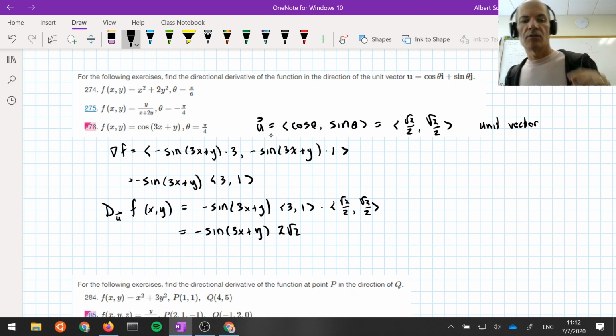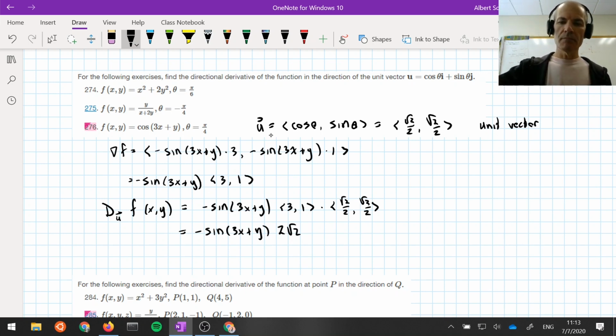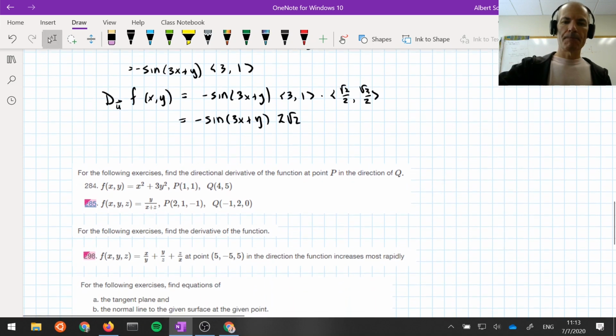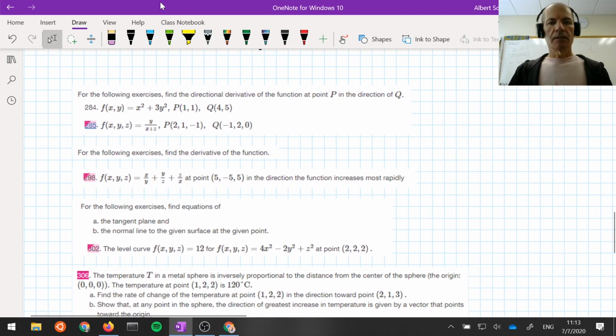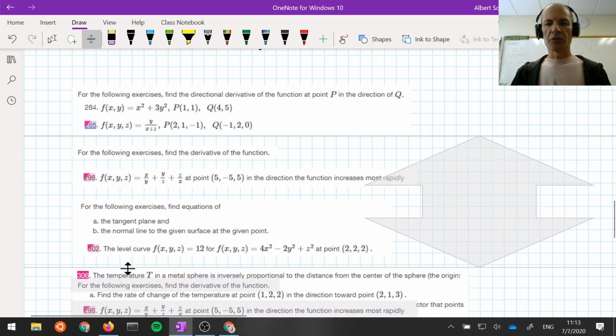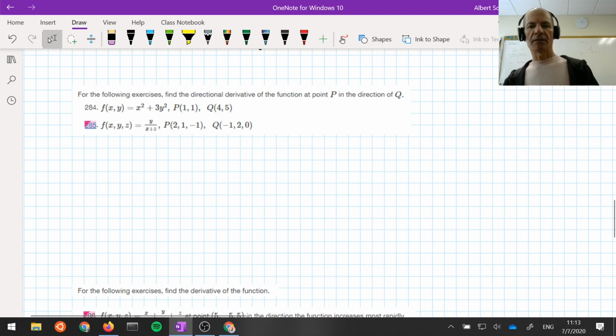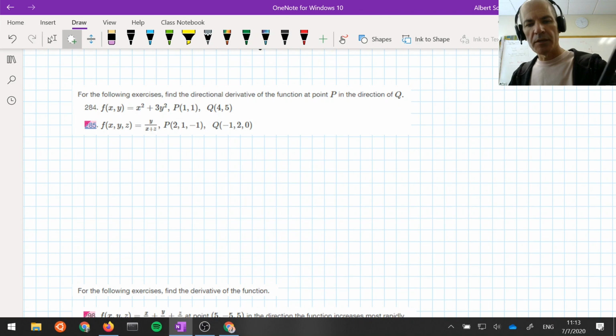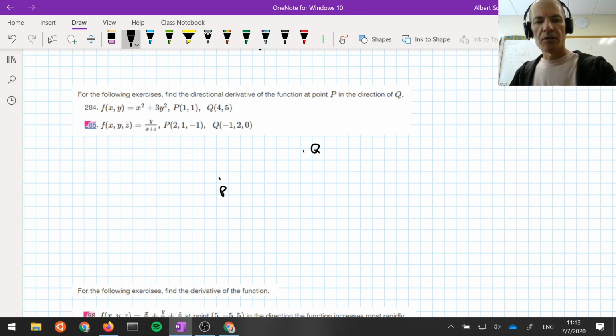And that is the general directional derivative at the point (x, y). A little bit of a change up here. Compute the directional derivative of the function at the point P in the direction of Q. So we've got some point P sitting out here in space, and we've got some other point Q sitting out here in space. We want the directional derivative at P if we go towards Q.